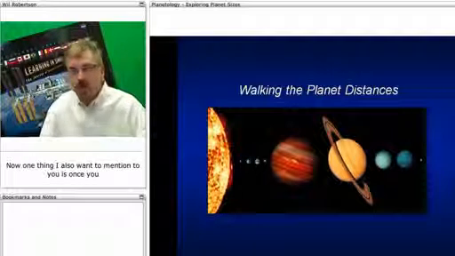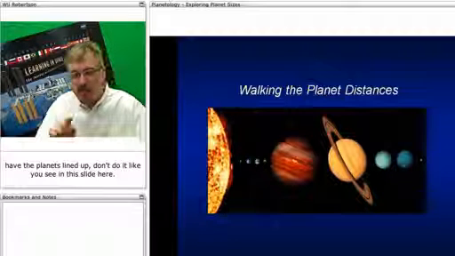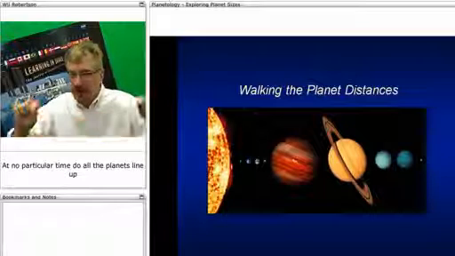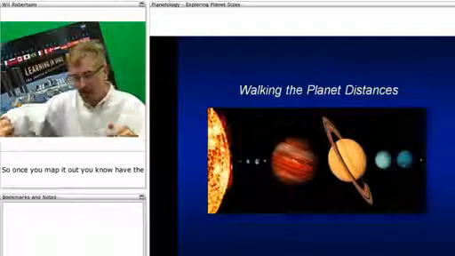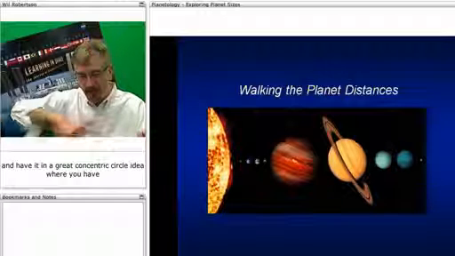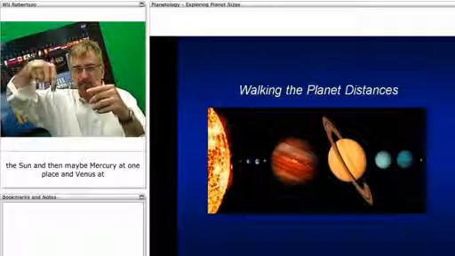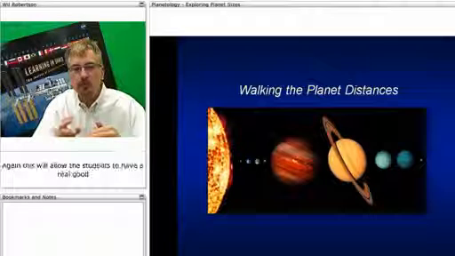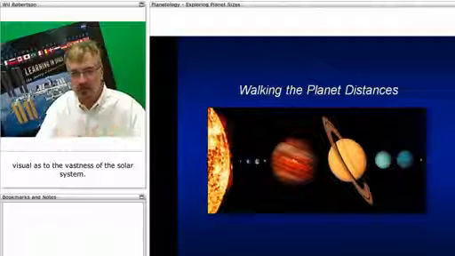One thing I also want to mention is that once you have the planets lined up, don't do it like you see in this slide here. At no particular time do all the planets line up in a linear fashion like you see here. So once you map it out, have the students represent the planets as they walk this out, and have it in a great concentric circle idea, where you have the sun and then maybe Mercury at one place and Venus at another place, and Earth and Mars. Again, this will allow the students to have a real good visual as to the vastness of the solar system.